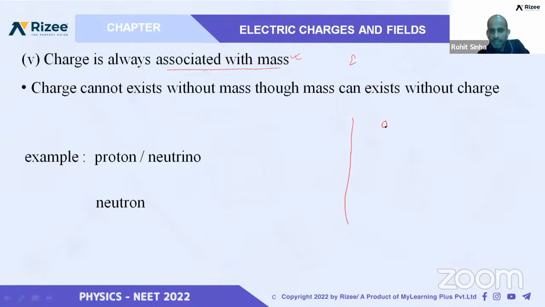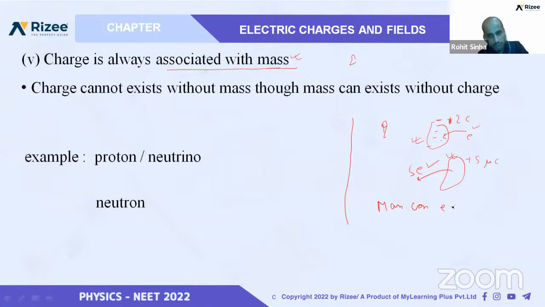I am telling that suppose an object has plus 2 coulomb, or is having 2 electrons, 3 electrons. That means if it is having extra electrons, it must have gained electrons. Or if an object has plus 5 microcoulomb charge, that means it must have lost 5 electrons. So if it is losing or gaining electrons, that means it must have had mass earlier. That's why it is gaining or losing. So we will say that charge cannot exist without mass, but mass can exist without charge.